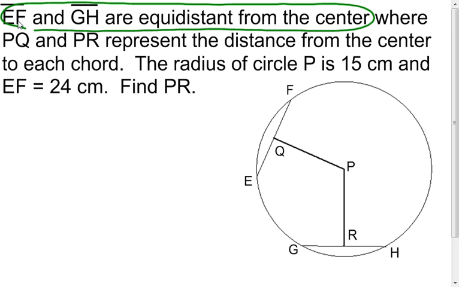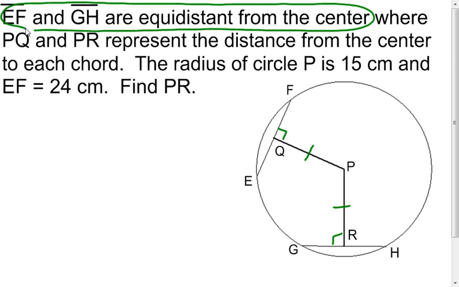Well, if that's the case, that means that we have to have a right angle here, because when you talk about the distance from a segment to a point, it's always that perpendicular distance. So being they're equidistant from the center, I know that segment PQ is going to be congruent to segment PR. Then I know that those segments are going to be congruent.